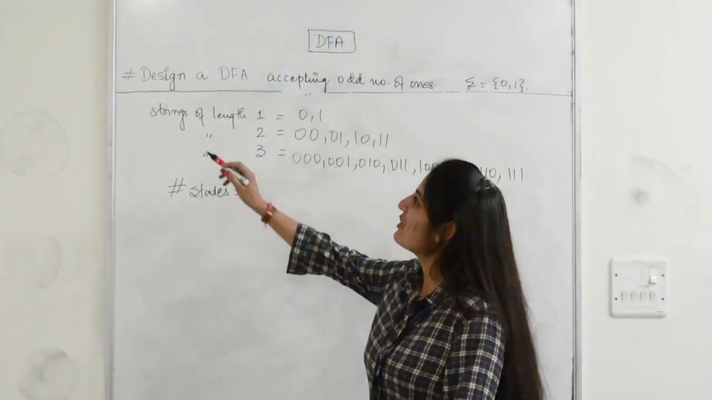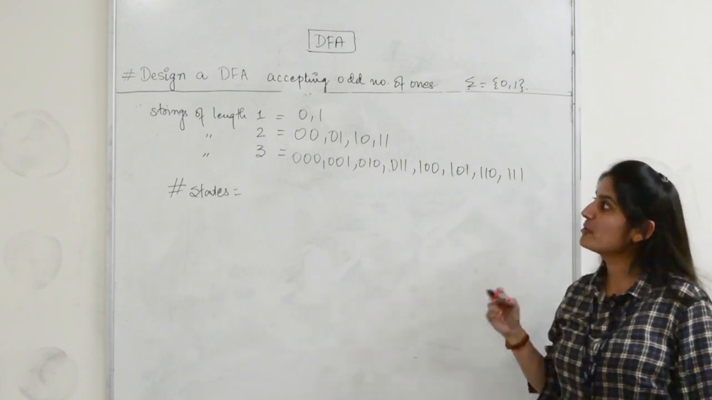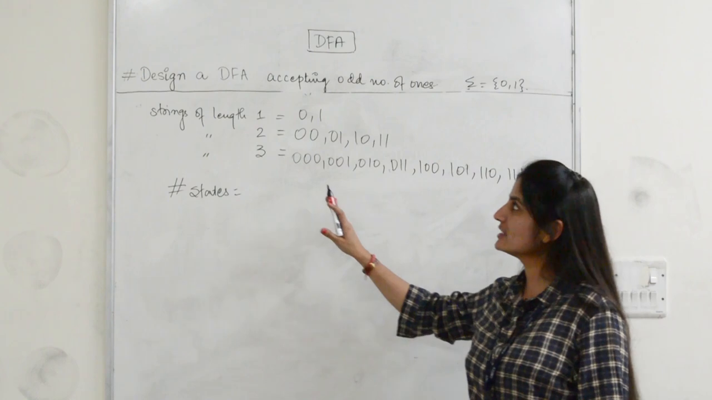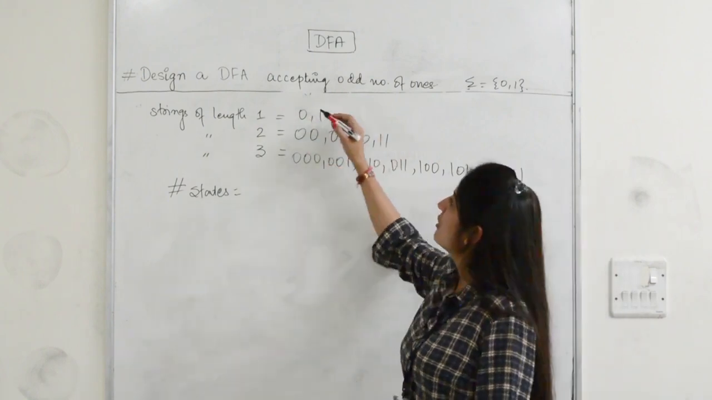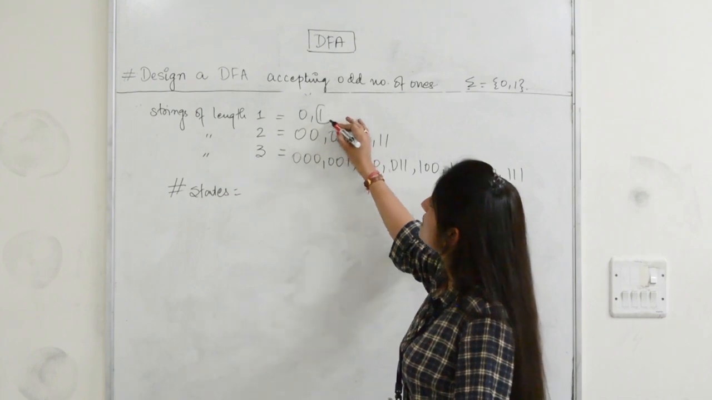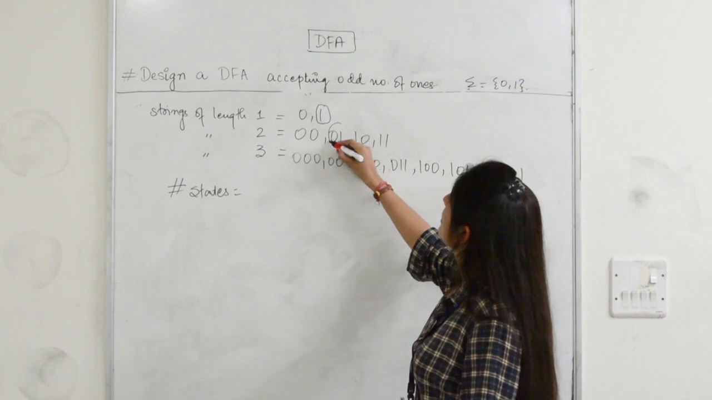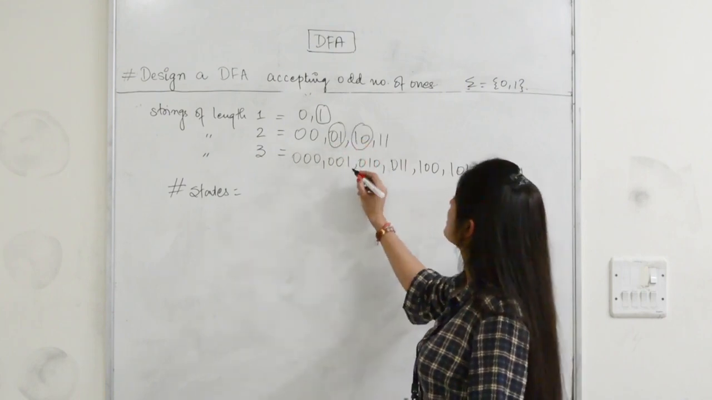Hello friends, so now we have to design a DFA accepting odd number of ones. Before starting this question, we have to identify the strings which will be accepted by this DFA. So now we'll find out the strings. This is the string having number of ones as 1. Then both the strings contain odd number of ones.